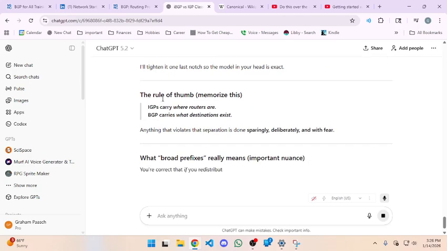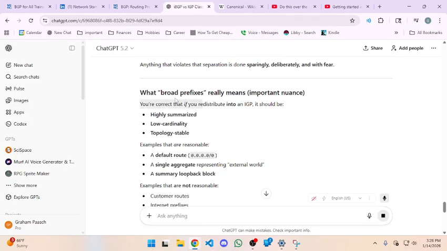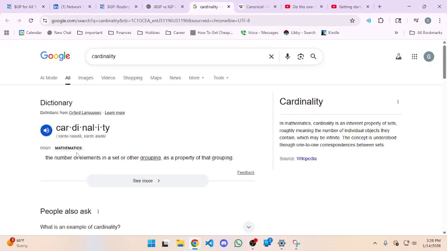Okay, so rule of thumb, memorize this. IGPs carry where routers are. BGP carries what destinations exist. Everything that violates that separation is done sparingly, deliberately, and with fear. What broad prefixes really needs, important nuance: you're correct that if you do redistribute into an IGP, it should be highly summarized, low cardinality. I'll get a refresher for what that word means. Number of elements in a set.